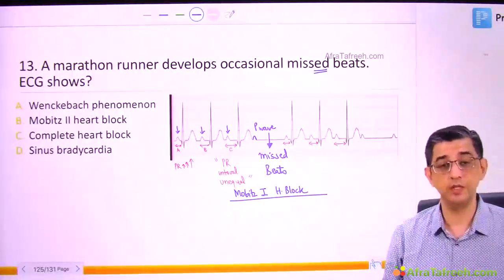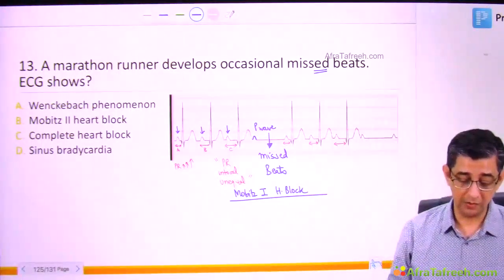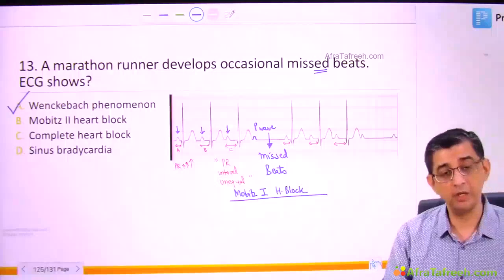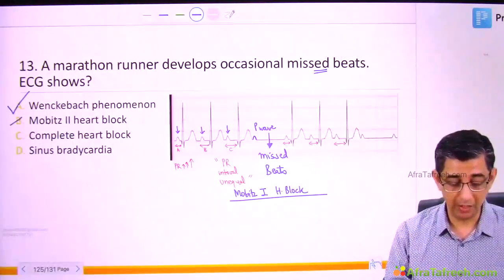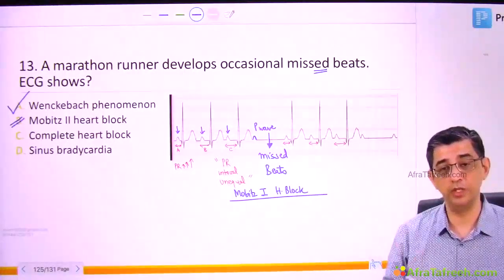It can be physiologically present in marathon runners due to high vagal tone. The correct answer for this question is Wenckebach phenomenon. Mobitz 2 heart block, how do they rule it out? The point is that the PR interval before and after should be equal.